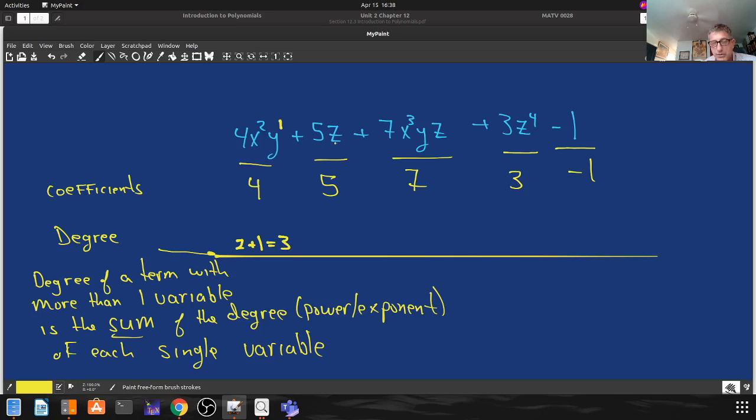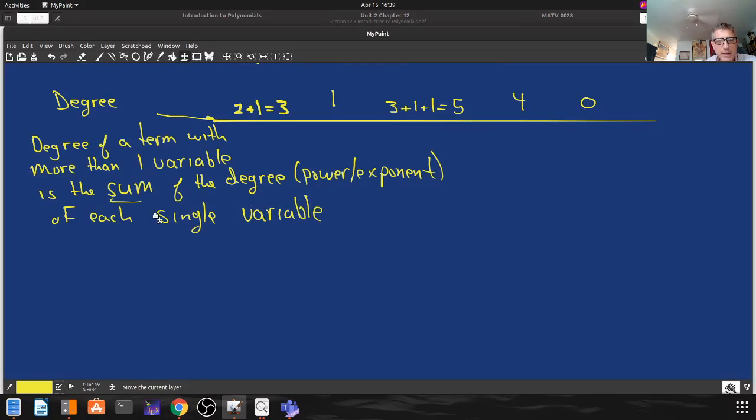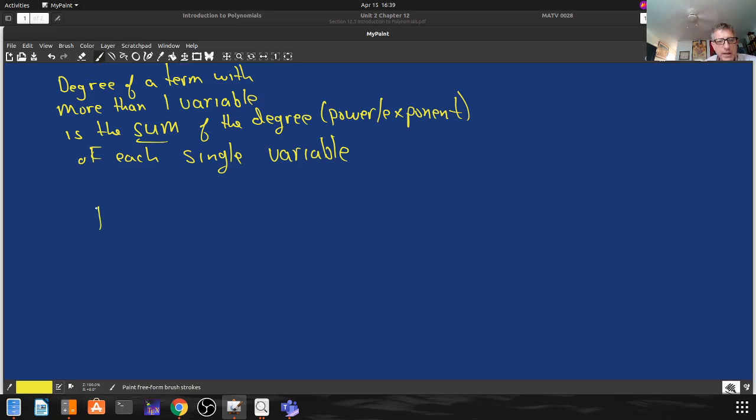Here it's just a term in a single variable, so this is a degree 1 term. Here I add up all of the exponents on each of the variables, so the degree here is 3 plus 1 plus 1, so the degree of that term is 5. And the degree of the 3z to the fourth term is 4, and the degree of the constant term is 0.